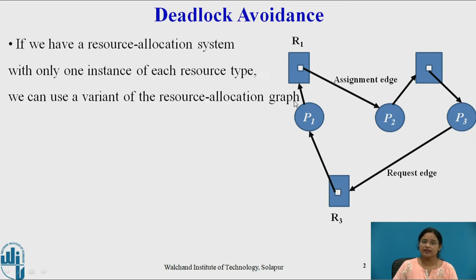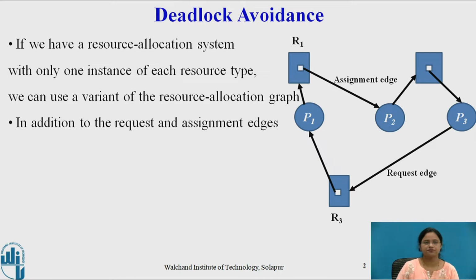So, the resources are allocated and the near future request is shown by the request edge in this diagram. Means P1 may request R1, P2 may request R2 and P3 may request R3. Already one instance is allocated to each process and they may request another resource in the near future.